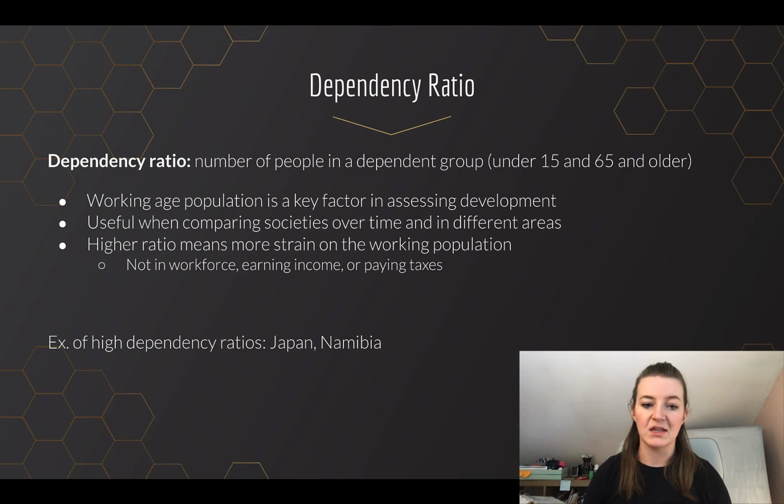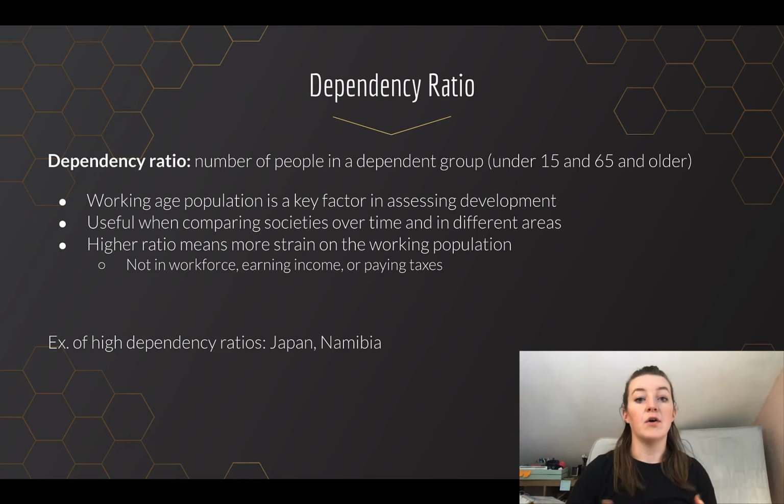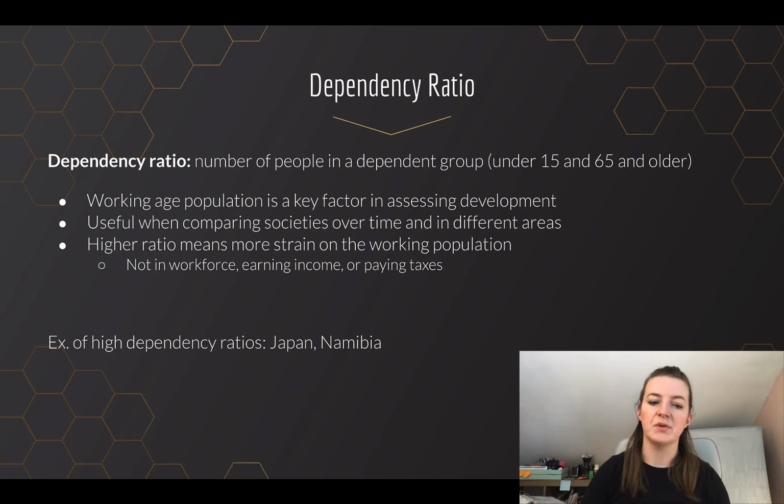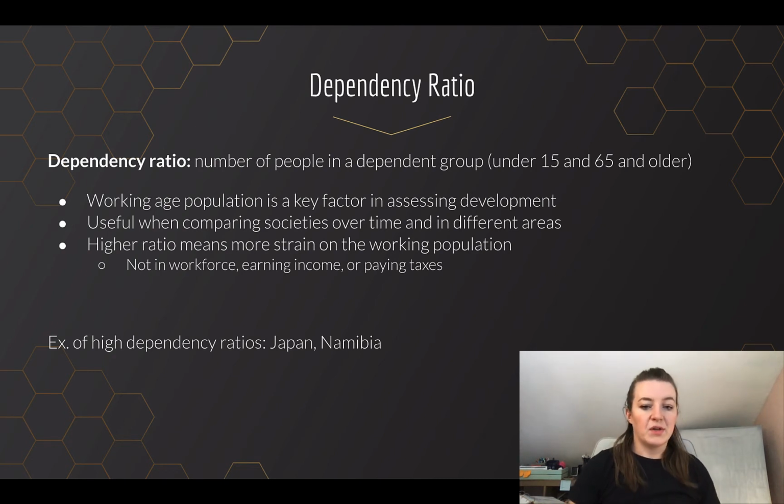And we could see things like very high dependency ratios in both Japan and Namibia. They're going to be very similar overall, except that in Japan our dependency ratio skews old, and in Namibia our dependency ratio skews young. We have lots and lots of young people in Namibia, lots and lots of older people in Japan, and very few on the other ends. That means a whole bunch of different things.